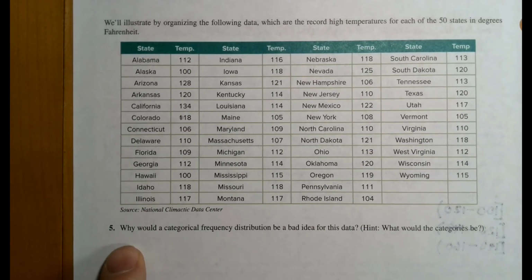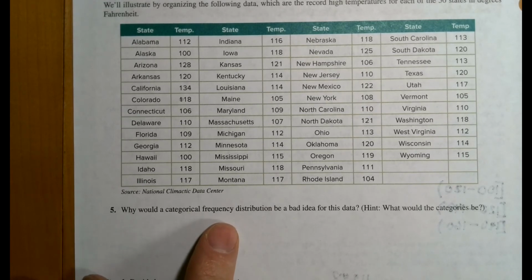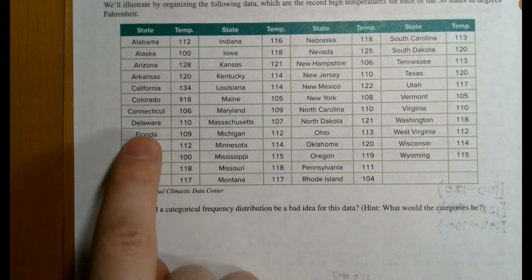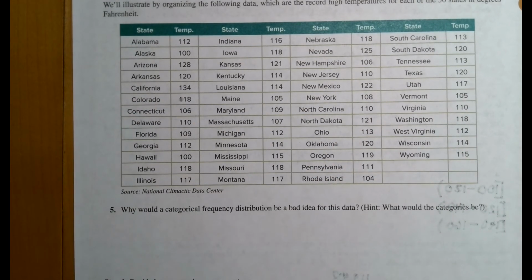And then number 5 is an interesting question. Why would a categorical frequency distribution be a bad idea? Well, the categories are going to be states, most likely, and then it has been categorically distributed. So we're only going to have one data value for each state. We could group by geographic region, but that just gets difficult.